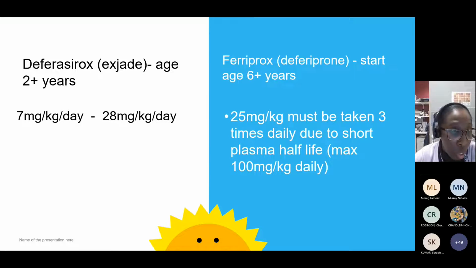But we do deferiprone if someone doesn't have Exjade or Desferal, because not everything works for everybody, or they can't take it. And we do deferiprone as a single agent, or we do it as a multi-agent with Desferal and/or Exjade. So one is looking at the liver iron, and one addresses the cardiac iron.